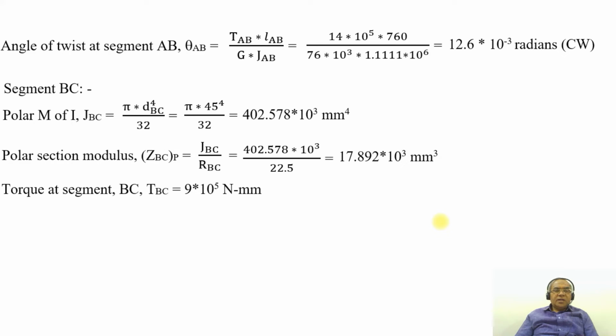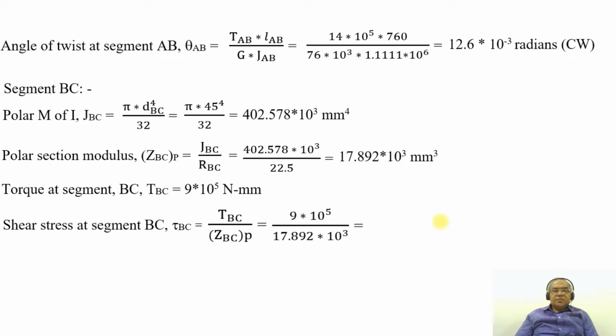So torque at the segment BC, which is TBC, will be equal to 9 into 10 to the power of 5 Newton mm. So shear stress at the segment BC, which is tau BC, will be equal to TBC by ZBC. Substituting the values, 9 into 10 to the power of 5 by 17.892 into 10 to the power of 3, which will be equal to 50.3 Newton per mm square.